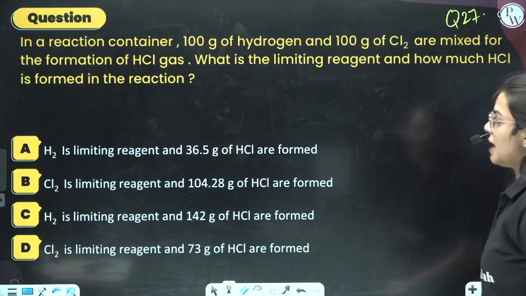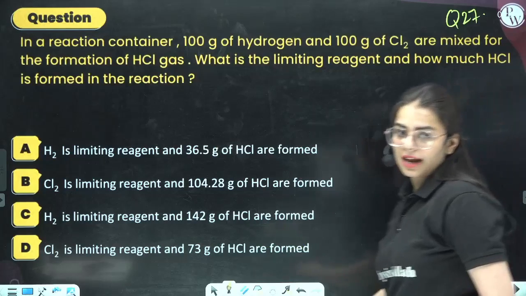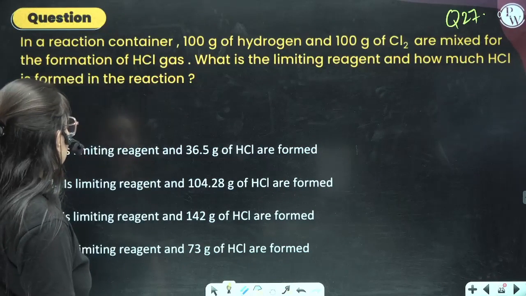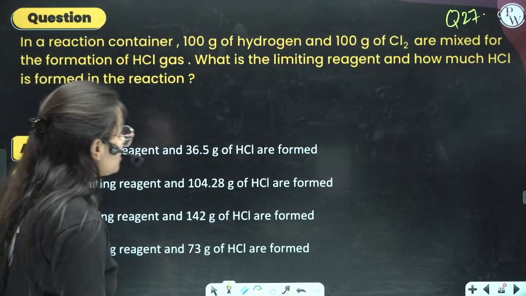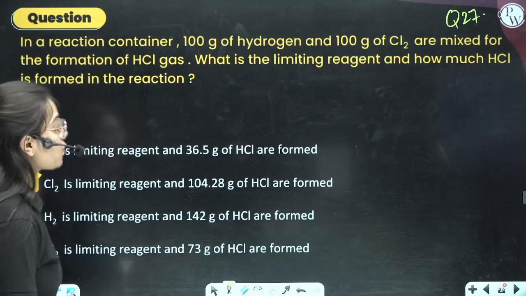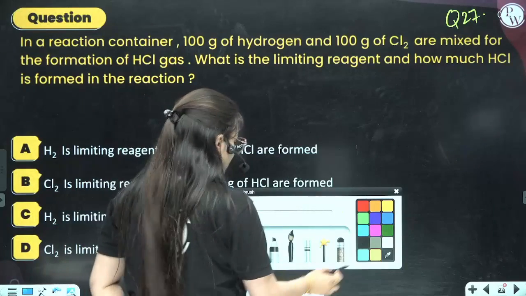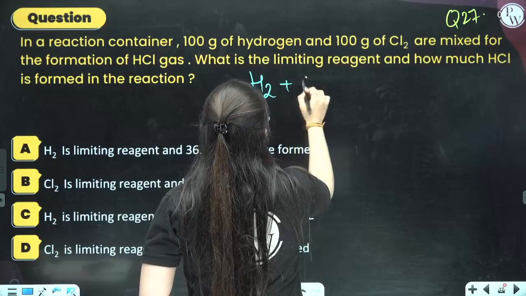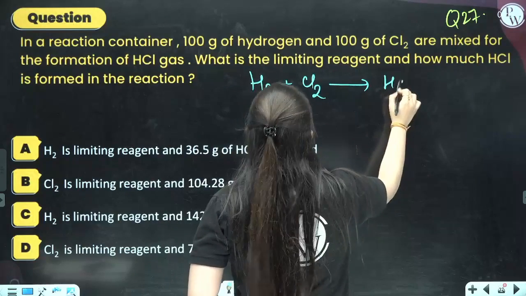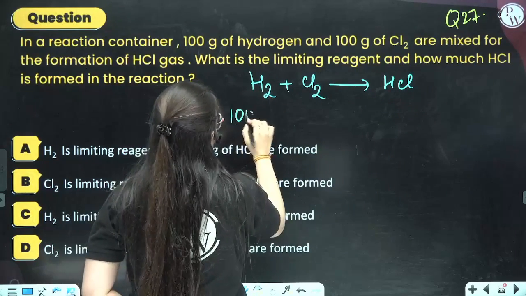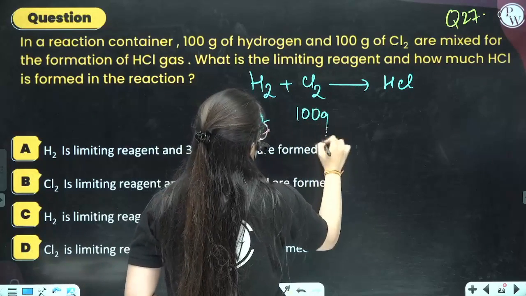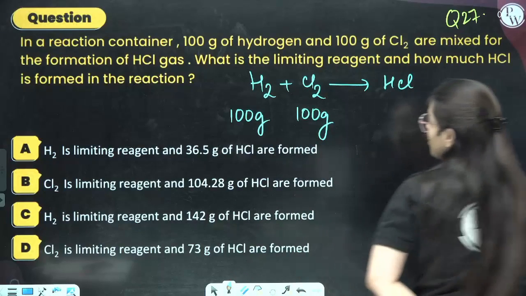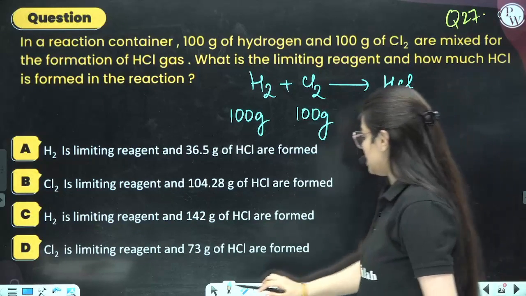The next question states that in a reaction container, 100 grams of hydrogen and 100 grams of Cl2 are mixed for the formation of HCl gas. What is the limiting reagent and how much HCl is formed in the reaction? Let us write the reaction first. H2 plus Cl2 forms HCl. 100 grams of H2 is reacting with 100 grams of Cl2, and HCl is formed. How much HCl is formed over here?